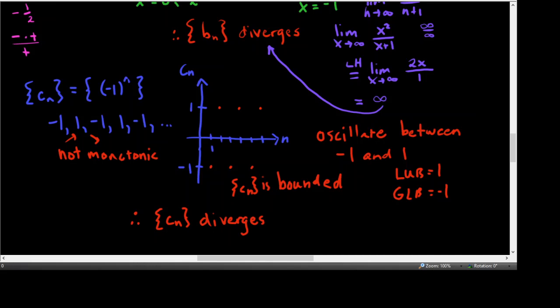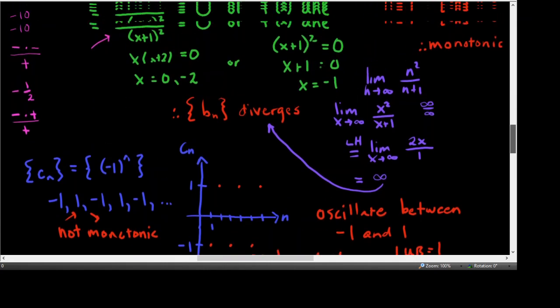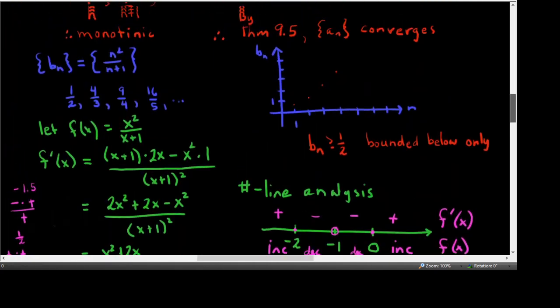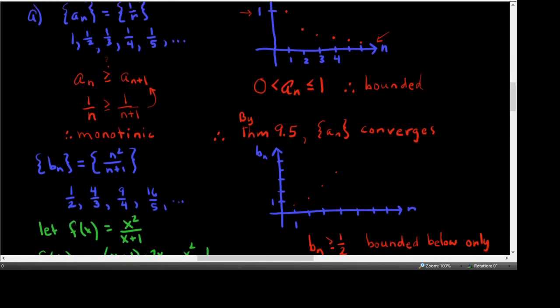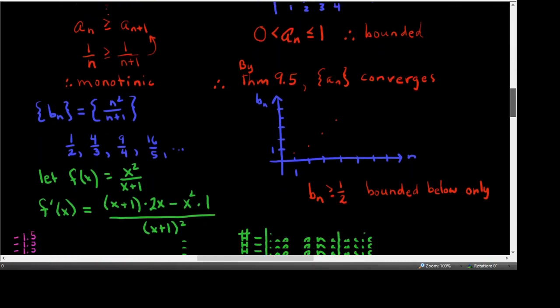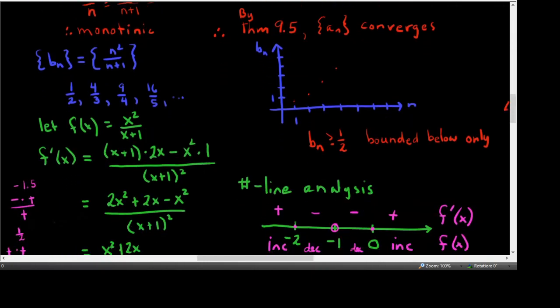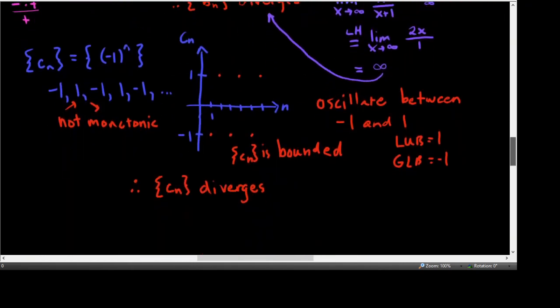And one thing we were doing earlier, I'm not sure I did it every time. Yes, those inequalities I wrote beneath the graphs, like 0 less than a sub n less than or equal to 1, and b sub n is greater than or equal to a half. So let's go back down to this graph.